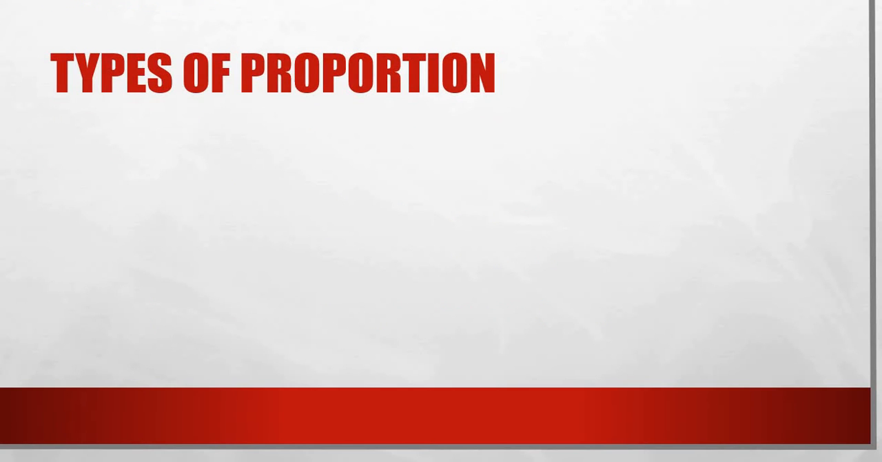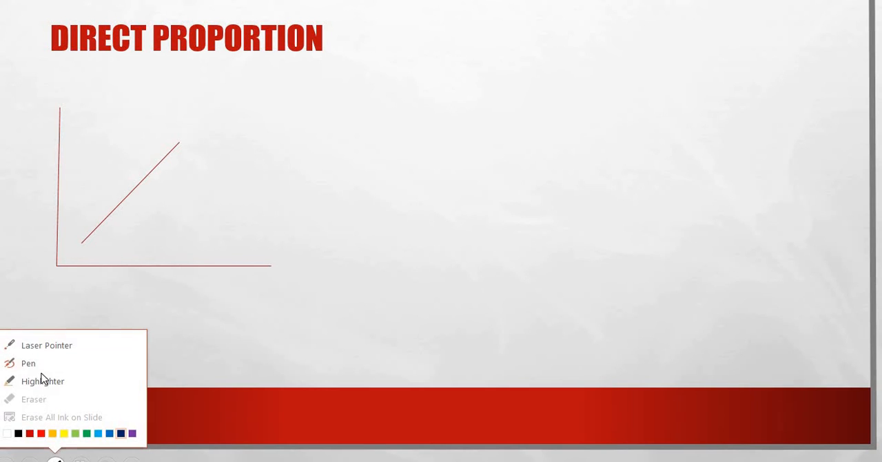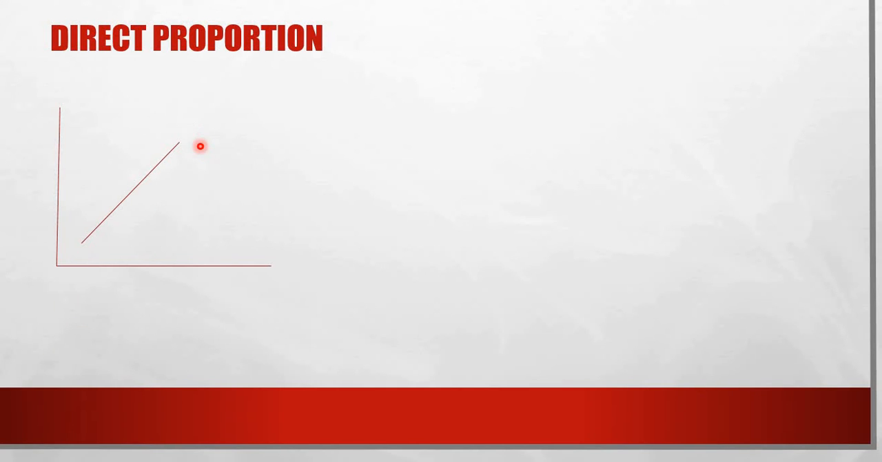So we'll go to types of proportion. We have direct proportion and we have inverse proportion. So for direct proportion, this is how the graph looks. If it's going up, you have it up, up. If it's coming down, you have it down, down. Let me highlight with this pointer. So I have it this way.